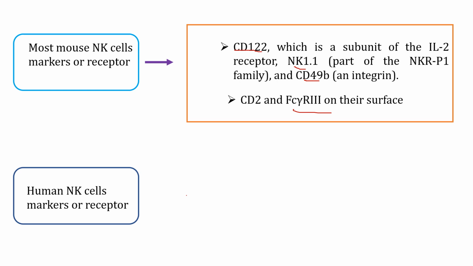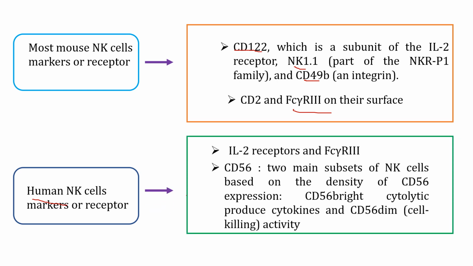Now we know the human NK cell markers and receptors. Human NK cells also express the interleukin 2 receptor and Fc gamma R3, but they don't have NK1.1. Instead, human NK cells are identified by the presence of CD56. There are two subsets of NK cells based on the density of CD56: CD56 bright, which is cytolytic and produces cytokines, and CD56 dim, which has cell killing activity.